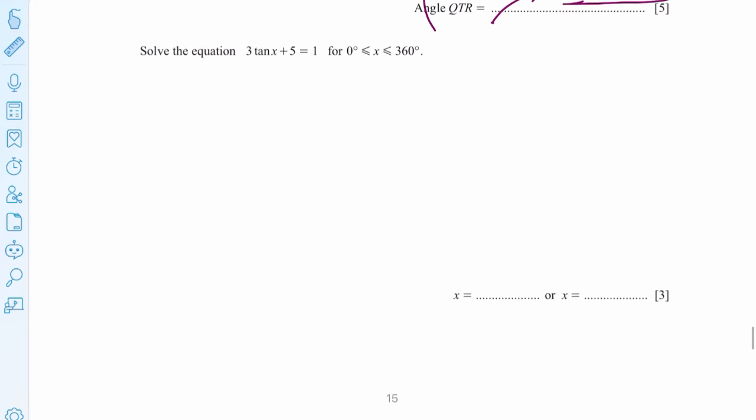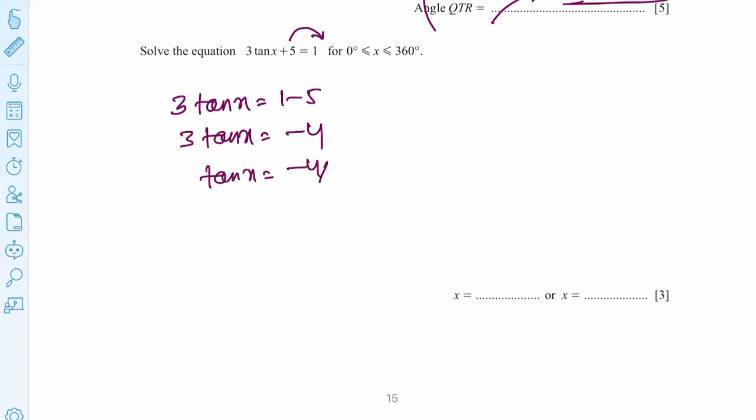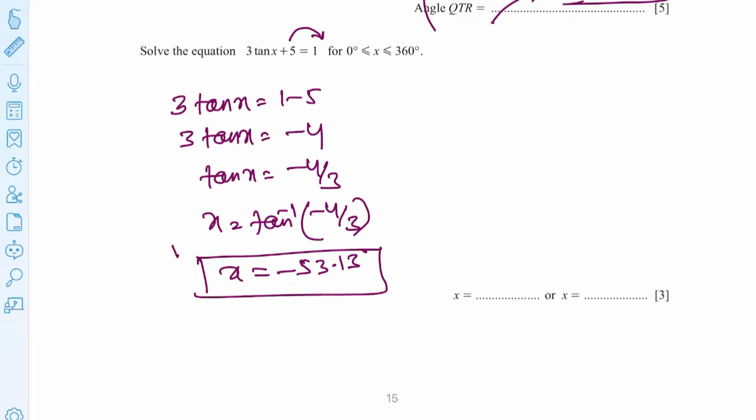Okay, next, solve this equation. It's a trigonometric question here, and find out the value of x. So simply rearrange first. So we can say 3 tan x equals 1 minus 5. This one, 3 tan x equals minus 4, and tan x equals minus 4 over 3, and x equals tan inverse of minus 4 over 3. So we can say x equals minus 53.13 degrees. This is the angle we are getting.